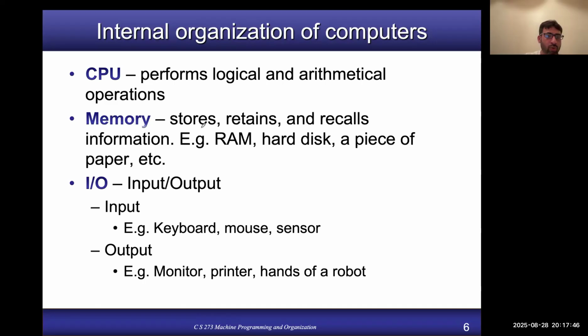And what are the input and output? These are the devices through which your AVR microcontroller can interact with the outside world. An example of an input device is a keyboard, mouse, or some kind of sensors. In this course, since we are working with a microcontroller, we will not have keyboard or mouse, but we will be reading some input from sensors. Output is any kind of device which can display the data sent by the microcontroller, for example a monitor, printer, or hands of a robot.